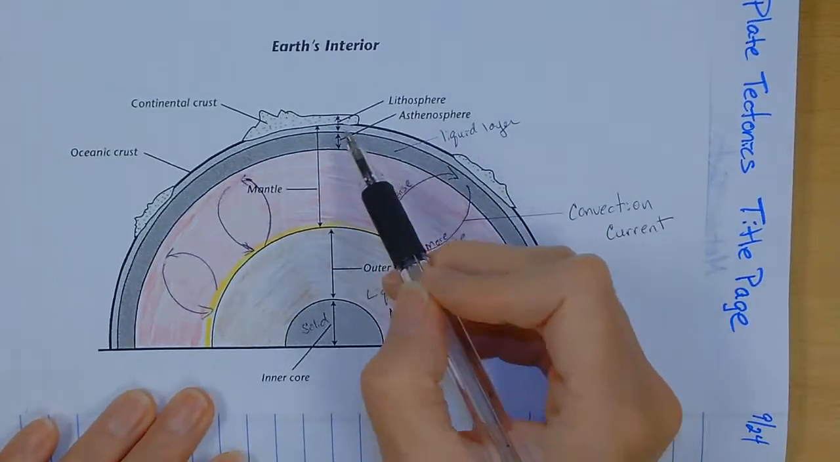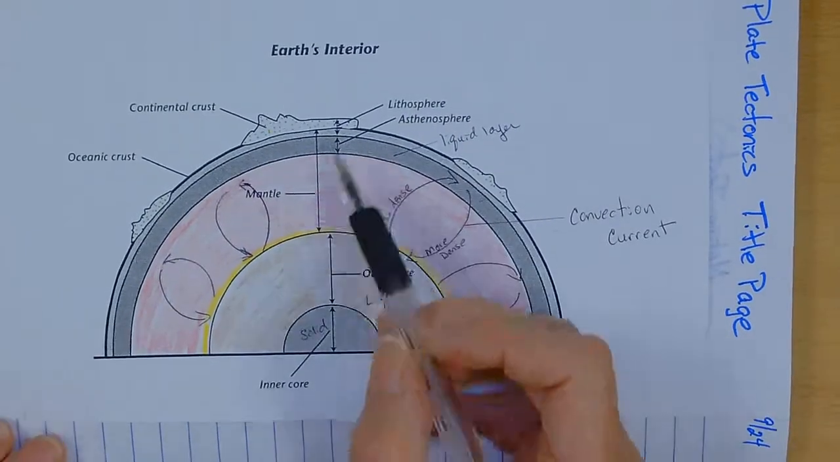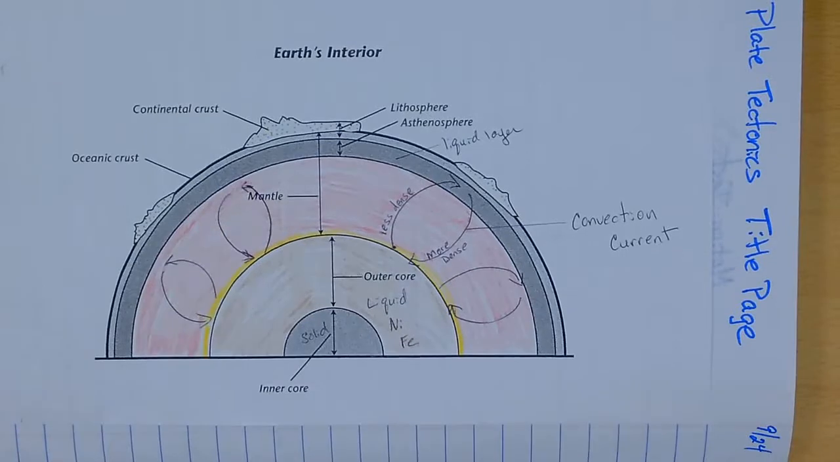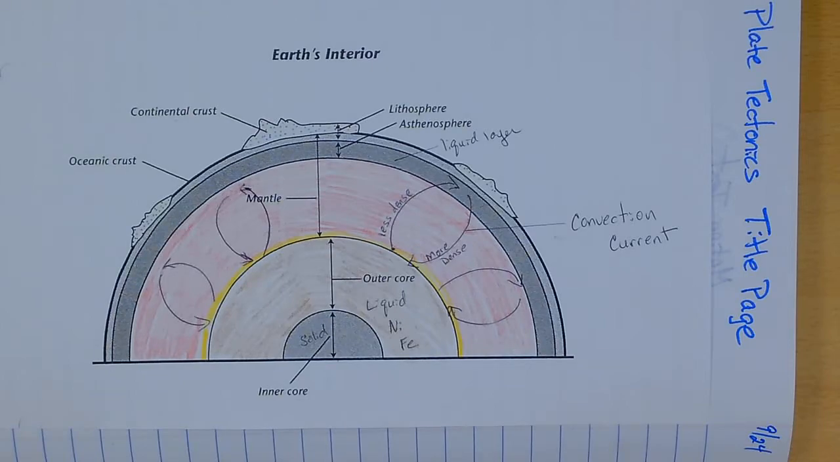And then the lithosphere is those harder plates. That's what we are on, of course. And the lithosphere is made up of both continental and oceanic crust. Okay, and that's all you have to do for your title page, and it is done.